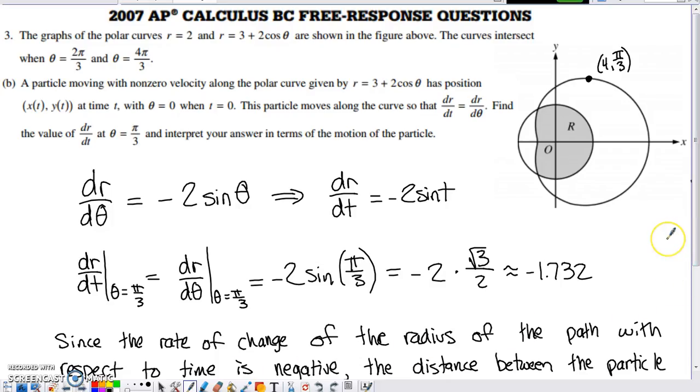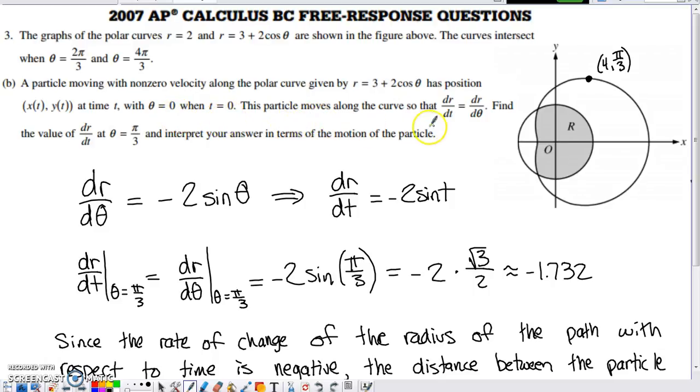In part B, they ask us to do something that's a little bit different. They're telling us that there's actually going to be a particle with non-zero velocity that's going to move along the limacon, right? So it's going to move along the outer polar curve here, which becomes the inner polar curve for that little stretch in the second and third quadrants. And the position of the particle is given by x of t, y of t at any time t, and theta is equal to 0 when t is equal to 0. So basically that means that theta and t are kind of synced up with each other.